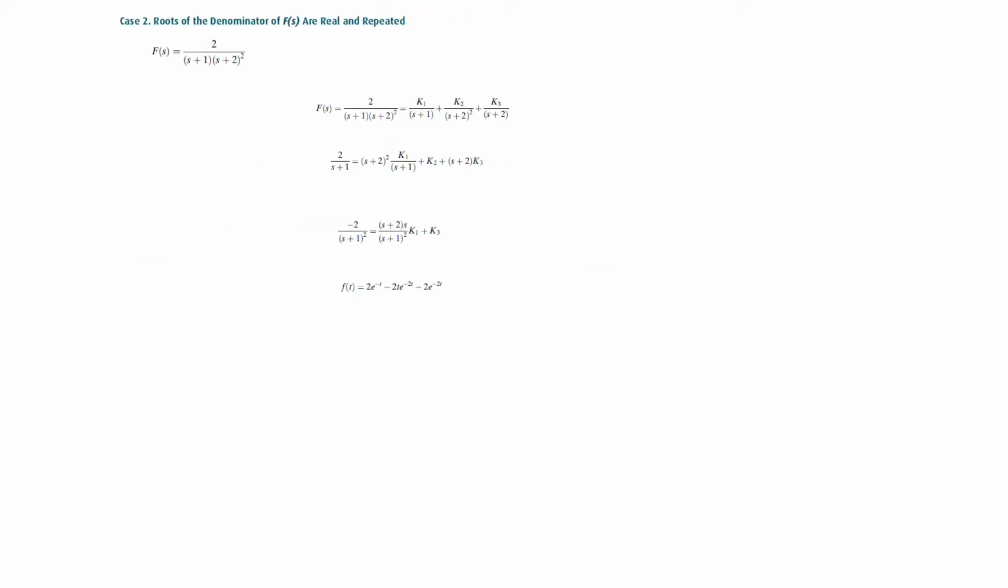Now let us consider the case where the denominator roots are real and repeated. There are different ways to do that. In this case, the previous rule cannot be used. We represent it like that, k1 divided by s plus 1, and the repeated roots can be represented by k2 divided by (s plus 2) squared plus k3 divided by s plus 2. We can take the common denominator and then frame the left hand side and right hand side equations, and then compare the coefficients to find the values. This is one way to do that. There are different ways to do this.